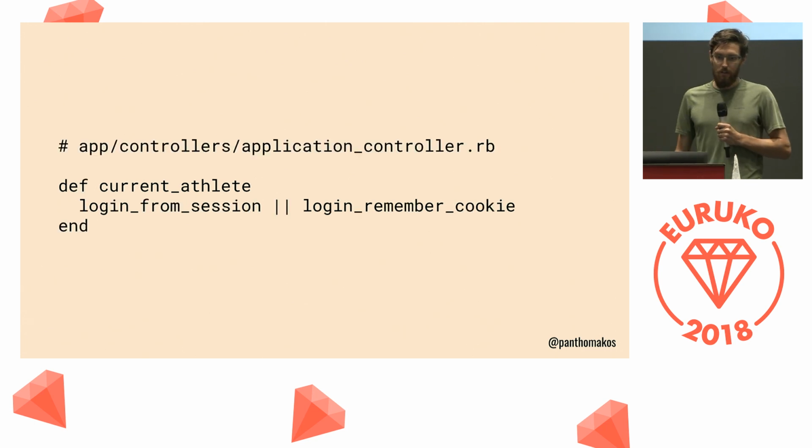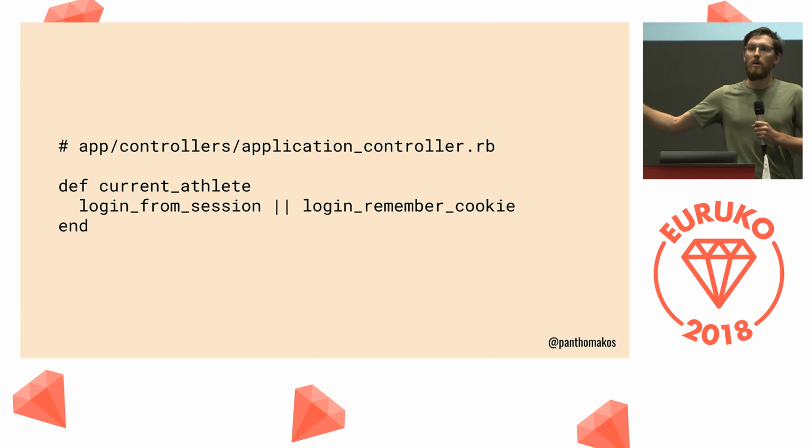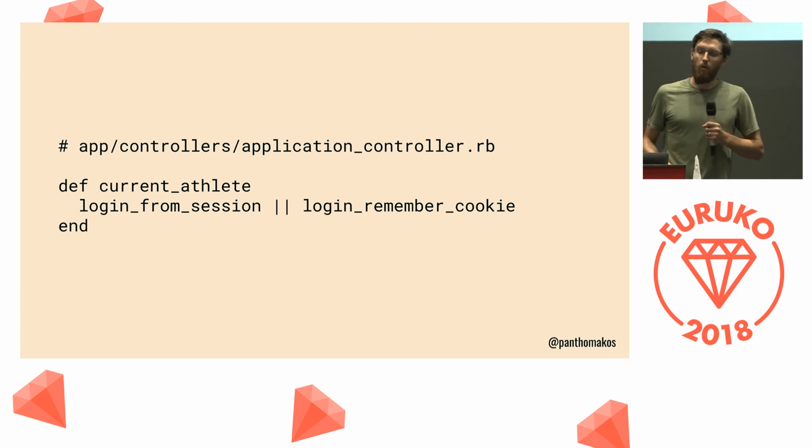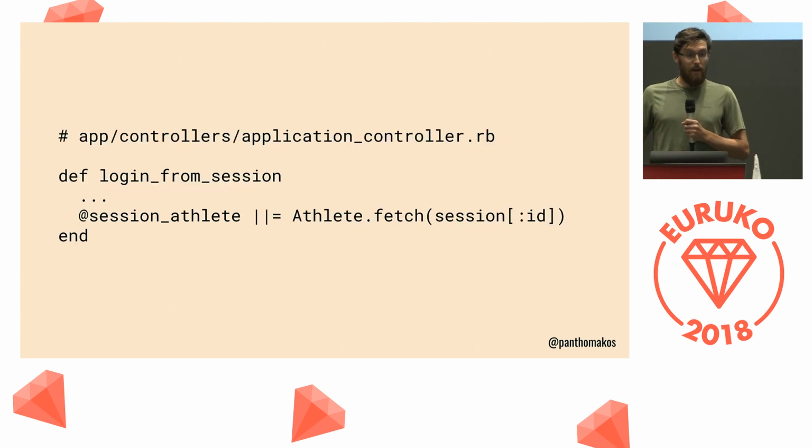To figure that out, we look at the method definition for current_athlete. It's defined on ApplicationController. There are two ways to log in: either from a remember cookie, which is kind of like a long-lived session, or just from the session, like the current session cookie. I happen to know I'm using the current session because I am actively interacting with the website. So I'm going to dig into that method next.